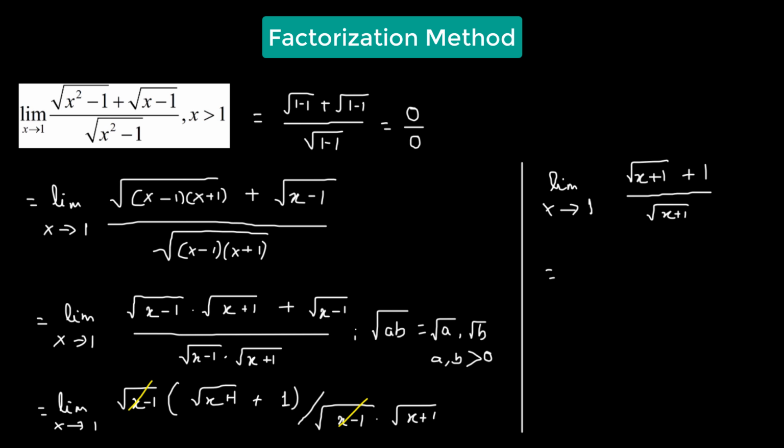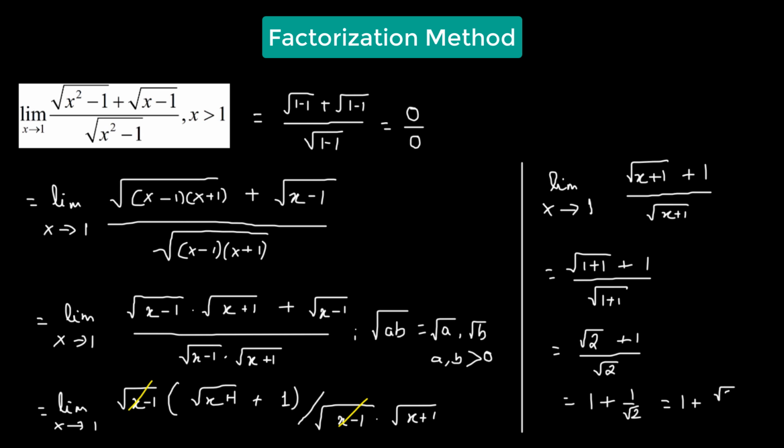Now let's use the limiting value of x. So we have the square root of 1 plus 1, plus 1, divided by the square root of 1 plus 1. So this will be equal to the square root of 2 plus 1, divided by the square root of 2. Or we can rewrite it as 1 plus 1 over the square root of 2, and 1 over the square root of 2 is simply equal to the square root of 2 over 2. So this is the limiting value of the given function when x approaches 1.